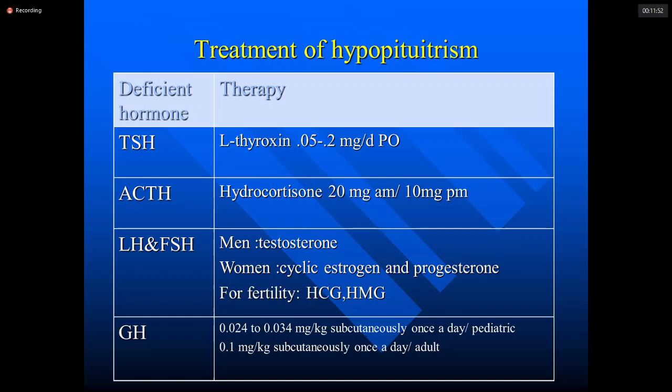Now, the growth hormone, there is a recombinant growth hormone that is similar in actions to the growth hormone deficient in the patient, and that can be replaced in children, and that will result in better growth potential.